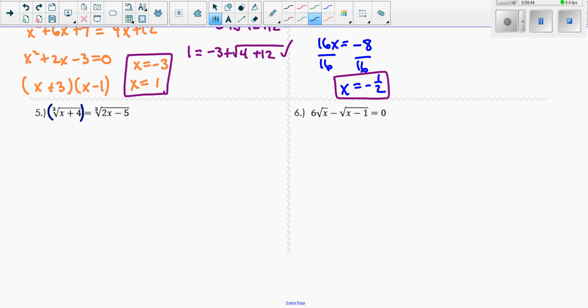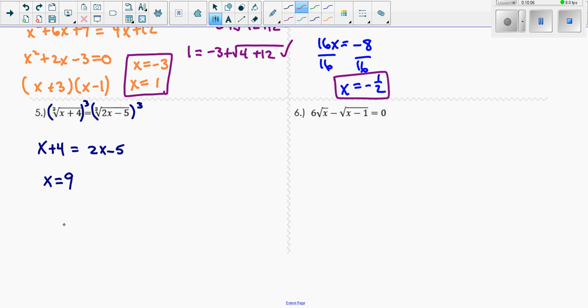So when we cube this side and we cube this side, it just undoes both of them. So I'm left with x plus 4, which equals 2x minus 5. So I get left with a pretty simple linear equation. If I subtract x to the right, I get x equals, and add 5 to the left, I get x equals 9.